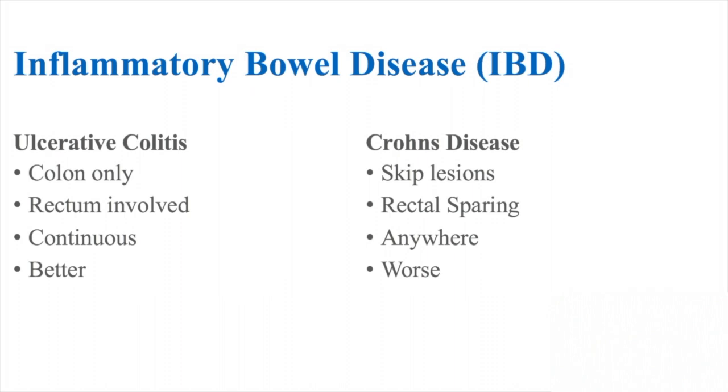Now, talking about Crohn's disease, in Crohn's disease, it can affect anywhere within the GI tract. It can skip different areas. So you can have it affecting only the colon. You can have it affecting only the small intestine. You can have it affecting only the stomach, or even any combination of anywhere else within the GI tract. Crohn's can go wherever it wants. Typically, the rectum will be spared in Crohn's disease as well. And like I mentioned before, it can occur anywhere within the gut.